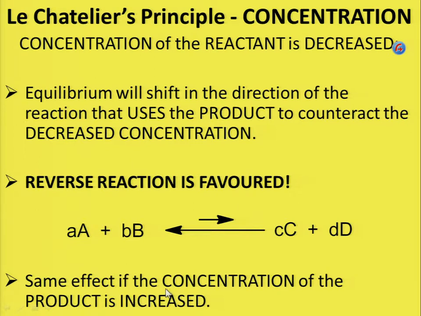The same effect will happen if the concentration of the product is increased. When there is suddenly a lot more of C as a stress factor, the reaction will want to get rid of all the C molecules to reinstate equilibrium as it was before.